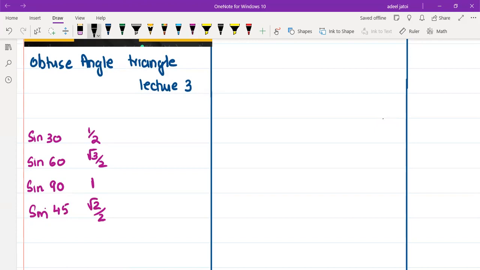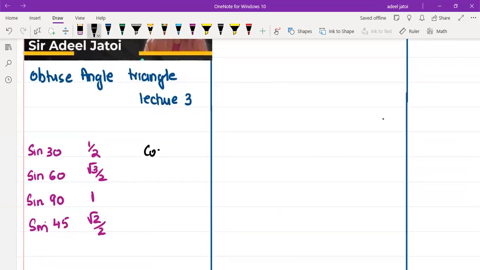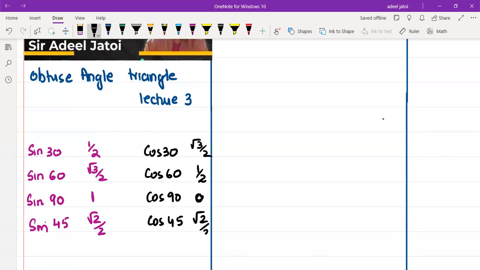Whereas, we can also have cos 30, then we have cos 60, then we have cos 90, and cos 45. So cos 30 is under root 3 upon 2. Cos 60 we have is half. Cos 90 is 0. But cos 45 remains same, that is under root 2 upon 2.